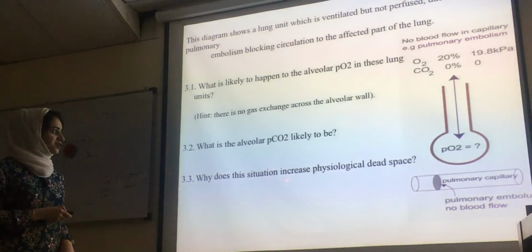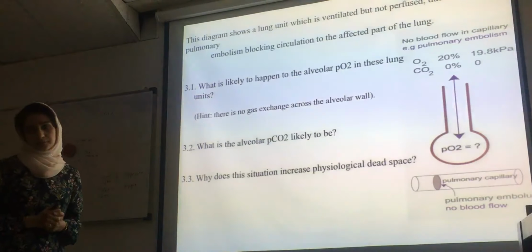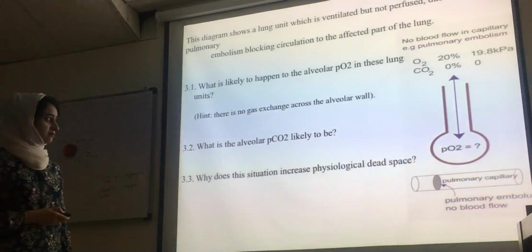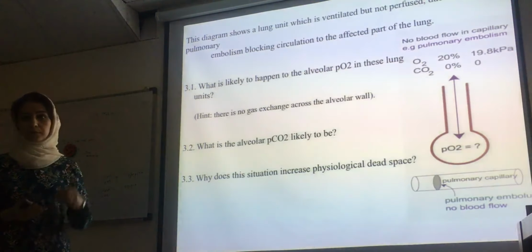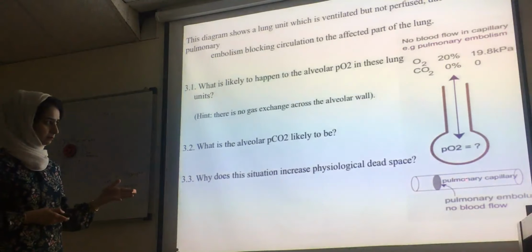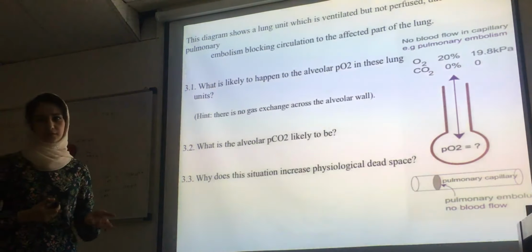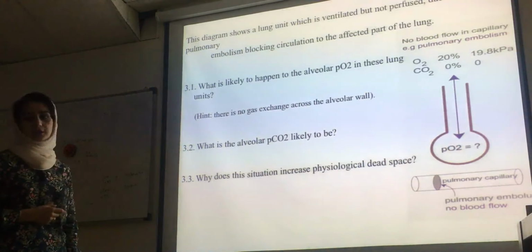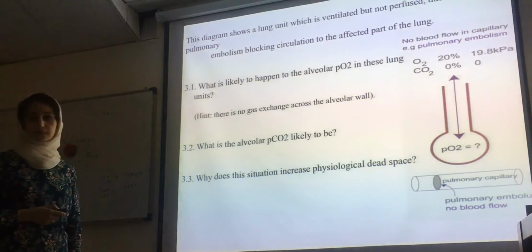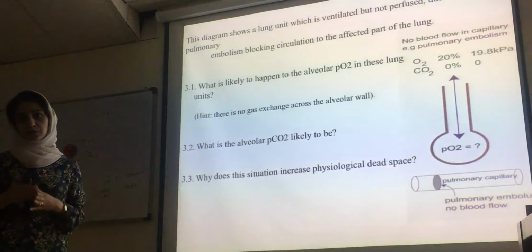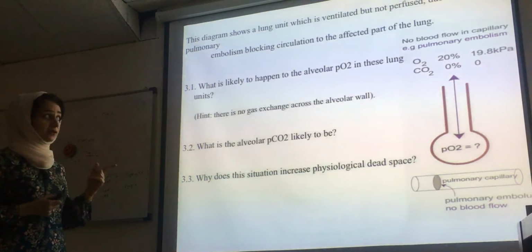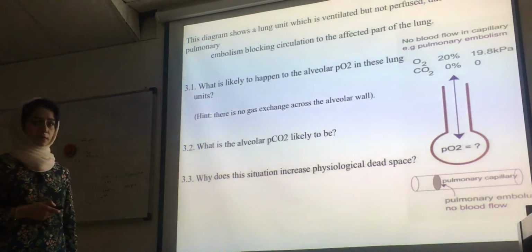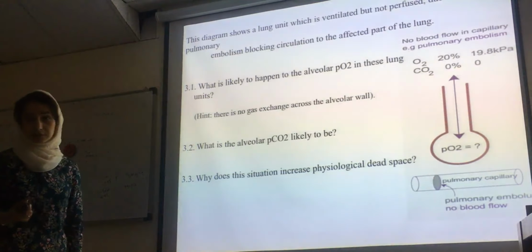Why does this situation increase physiological dead space? Why is this called dead space? Why does dead space increase in this situation, with clotting, decreased blood flow, and ventilation perfusion mismatch? What is physiological dead space? Physiological dead space is equal to anatomical dead space plus alveolar dead space. Here, the alveolar dead space increases. Why does it increase?